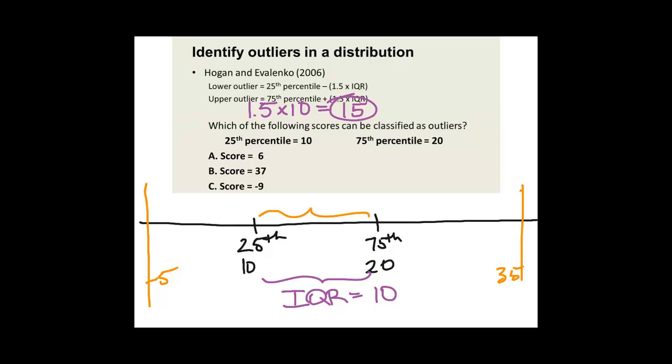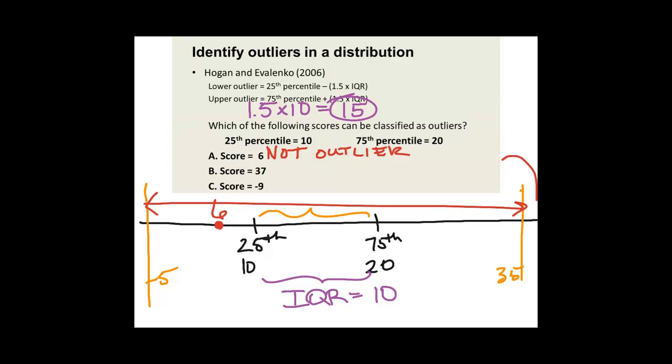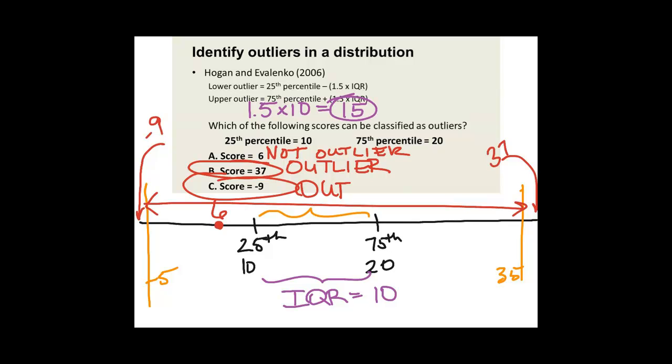Now let's evaluate the scores. Score A is 6. Well, 6 is going to be somewhere around here. And it's within this boundary set by these limits from Hogan and Evelenko. And so I would call a score of 6 not an outlier. A score of 37, however, is going to be outside the limits. So yes, 37 would be classified as an outlier. And also a score of negative 9 is going to be lower than negative 5, making that an outlier as well.